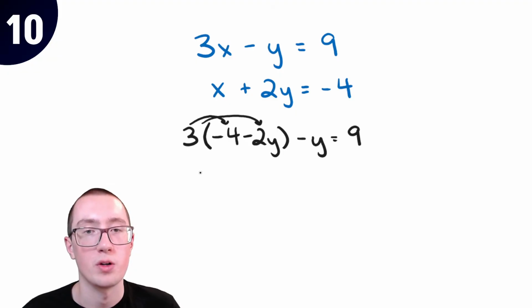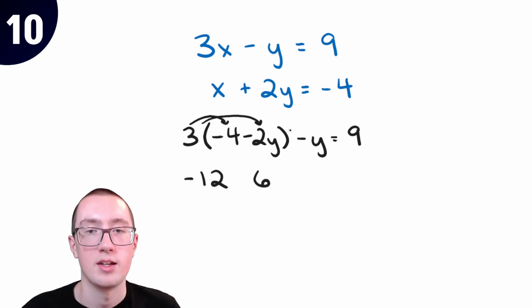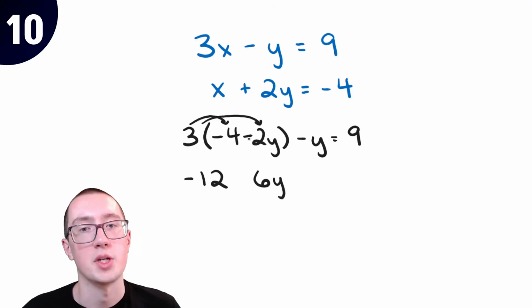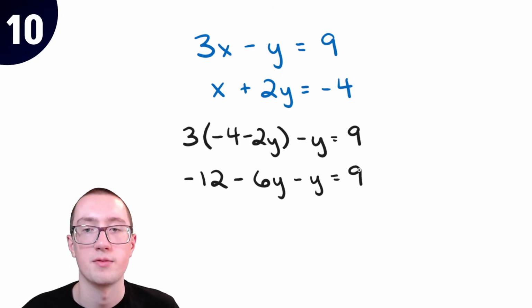So 3 times 4 is 12, and we have 1 minus sign, so the minus sign stays. And then here we have 3 times negative 2y. 3 times 2 is 6, and the y stays. And we have 1 minus sign, so the minus sign stays as well. And then the rest of the equation is just going to stay the same because we didn't do anything with it.